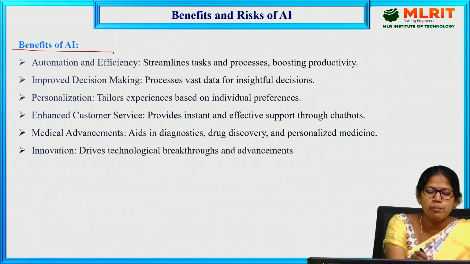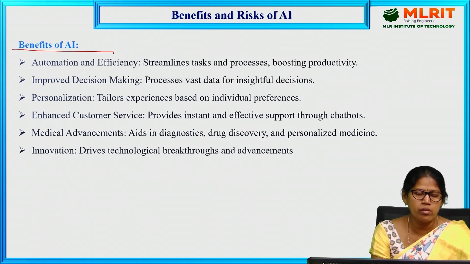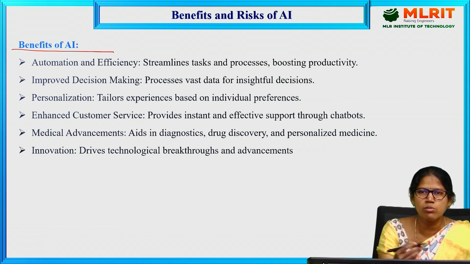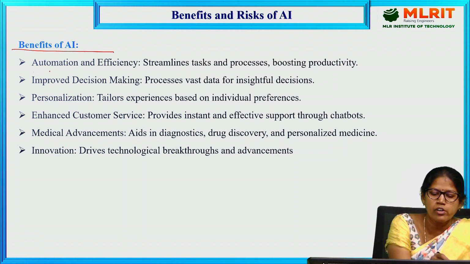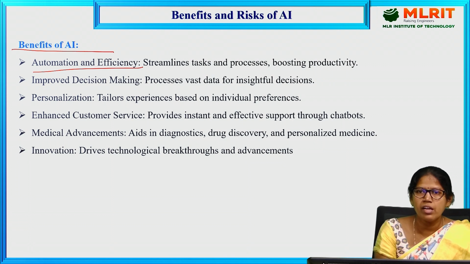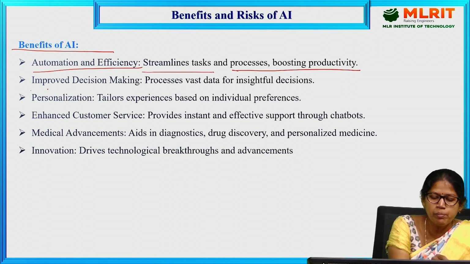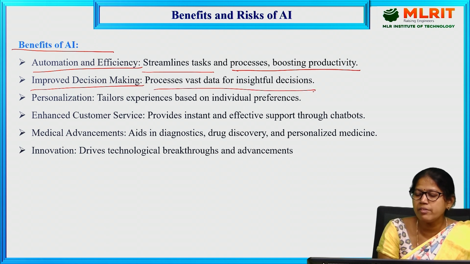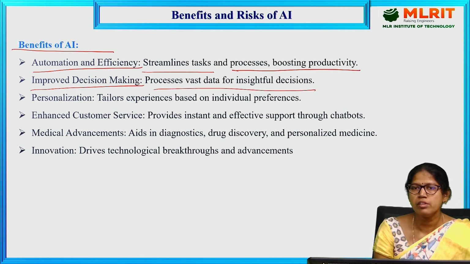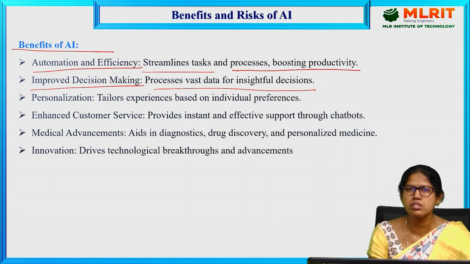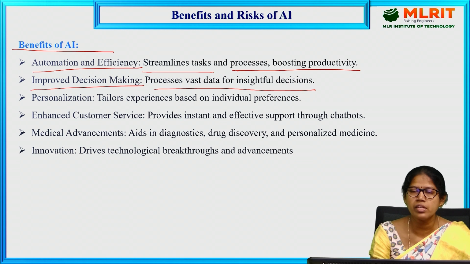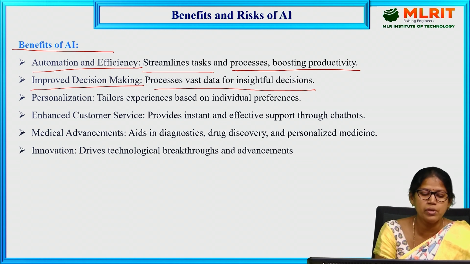The next one is benefits of AI. So already, whatever applications we have seen, those all are the benefits only. Automation and efficiency. We have already seen autonomous cars. It will be automated and the works will be done on time, seamlessly automating tasks and processes, boosting productivity. Improved decision making, processing vast data for insightful decisions. So if it is a human, he can only process some amount of data, but the AI will process a huge amount of data and it will take decisions based upon that data.